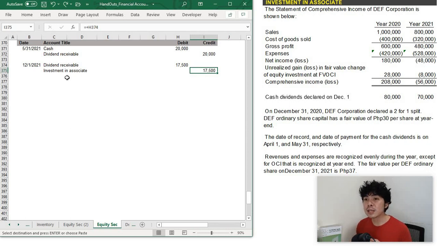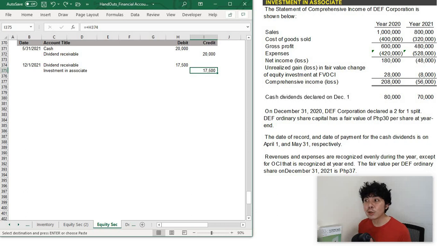So ngayon, ang next entry natin for 2021 is based doon sa magiging movement sa equity uli ni associate for 2021. And yun yung kanyang comprehensive income. Again, yung comprehensive income ni associate will cause an effect in the shareholders equity ni associate. Kaya gagayahin uli natin yun, pero only up to 25%. So kung titingnan natin dito sa kanyang statement of comprehensive income for 2021, hindi siya income, loss siya. Meron siyang comprehensive loss na 56,000 pesos.